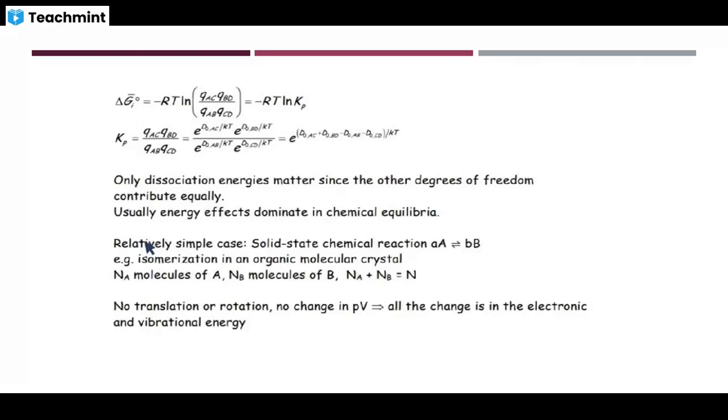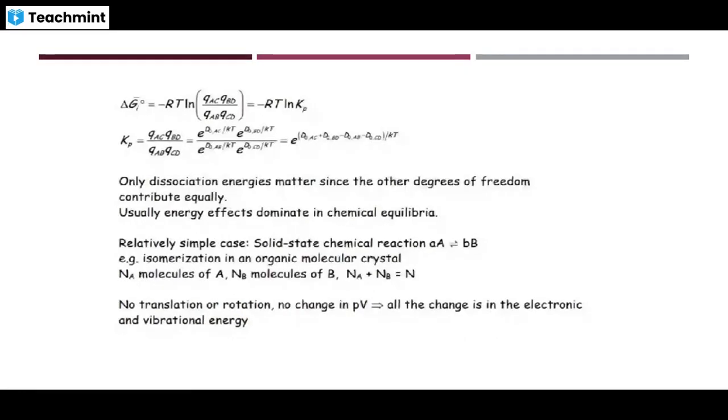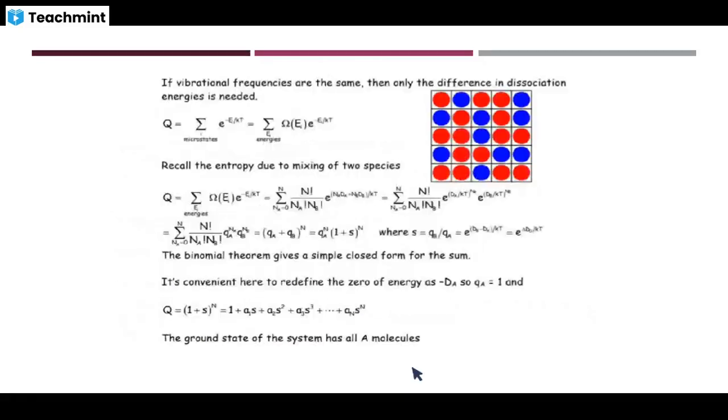Okay, a relatively simple case, a solid state chemical reaction like A becomes B, an isomerization in an organic molecule crystal. With Na molecules of A and Nb molecules of B, Na plus Nb is equal to N. No translational or rotational change, no change in PV. All the changes are in the electronic and vibrational energy. If the vibrational frequencies are the same, then only the difference in dissociation energy is needed.